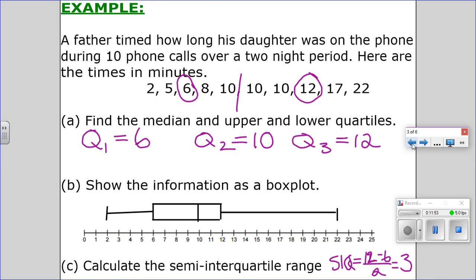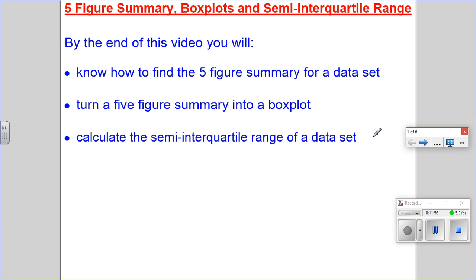Okay, but let's just go back and evaluate and see where we're at. We do now know how to find the 5-figure summary for the data set. We need to find the lowest value, the highest value, and the 3 quartiles. Hopefully we can see clearly how you turn a 5-figure summary into a box plot. This part is unlikely to be assessed. What is likely to be assessed if you're asked about it in the exam is to calculate the semi-interquartile range for a data set. So this skill and this skill are definitely needed. Okay, hopefully I've covered everything, and if you have any questions, just let me know.